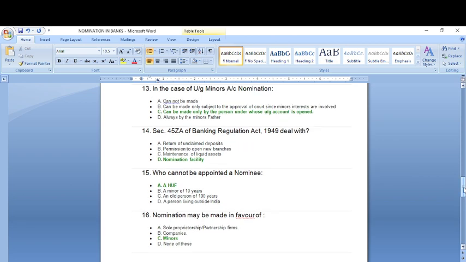In case of a minor, the nomination cannot be made. It can be made only with the approval of the court. It can be made only by the person whose minor's account is open, that is for the purpose of guardianship. So always by the minor's father it can be opened.